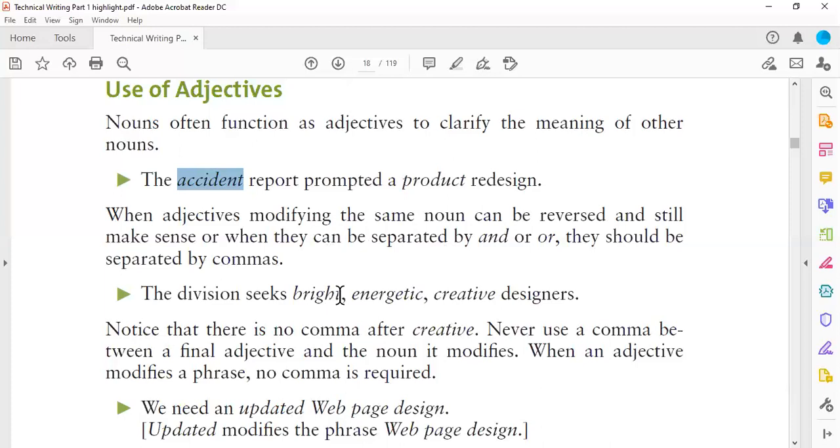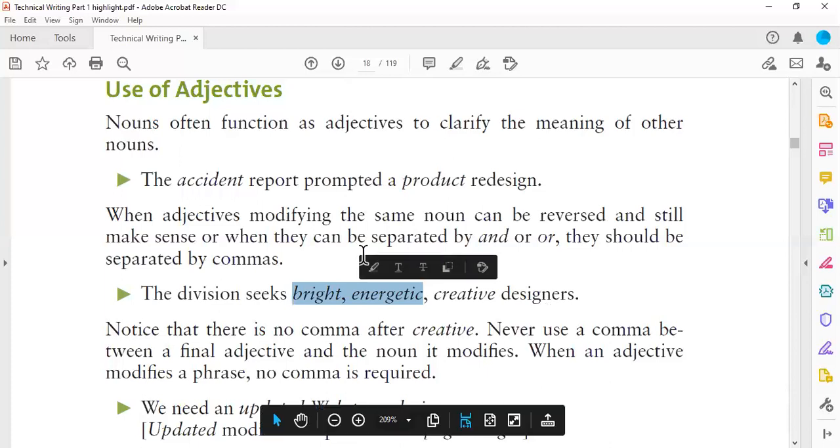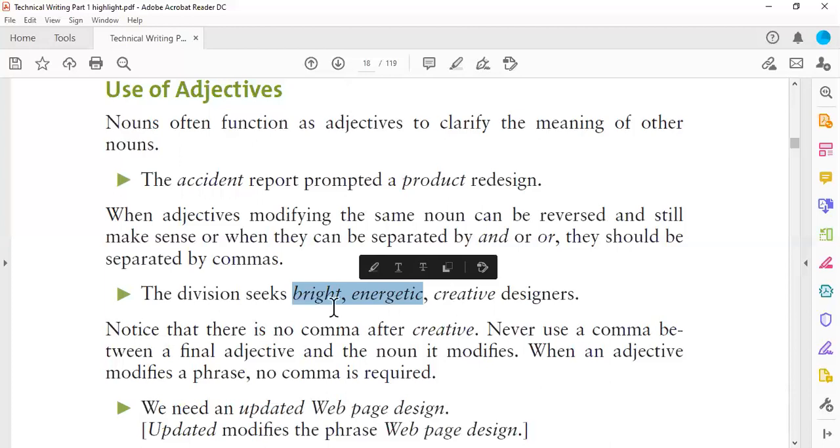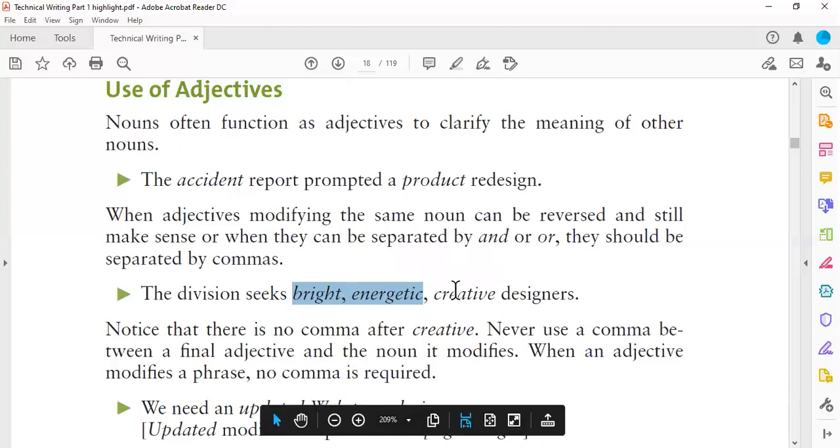Here now, you see, we have commas, okay? Commas are enough because you can shift the order here. Bright, energetic, creative. You can put creative at the beginning, or energetic, bright, whatever order you want. In this case, you just put commas like this and that's it, okay?